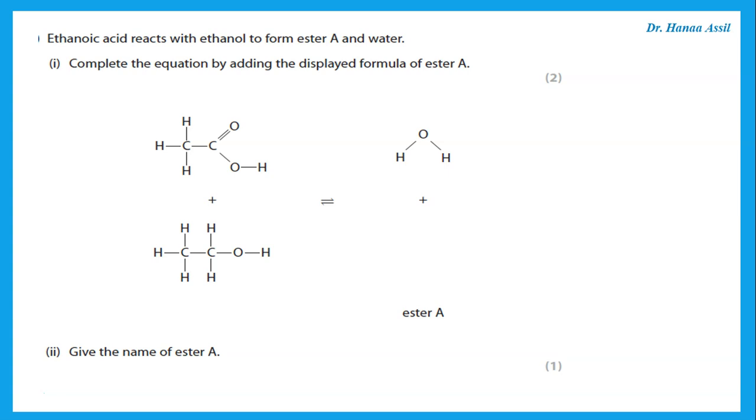So this question says ethanoic acid reacts with ethanol to form ester A and water. Remember, an acid plus an alcohol gives an ester plus water. Complete the equation by adding the displayed formula of the ester.